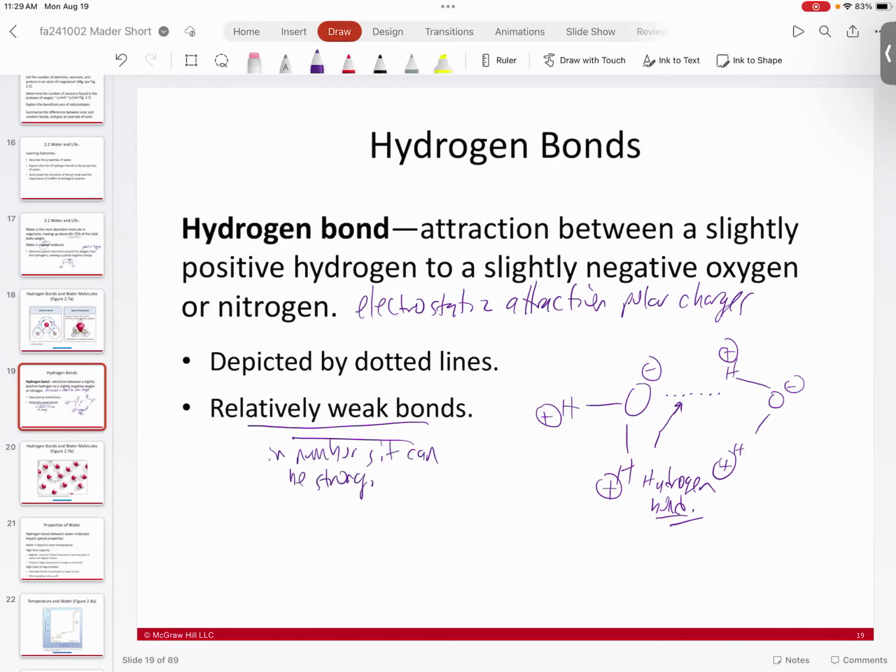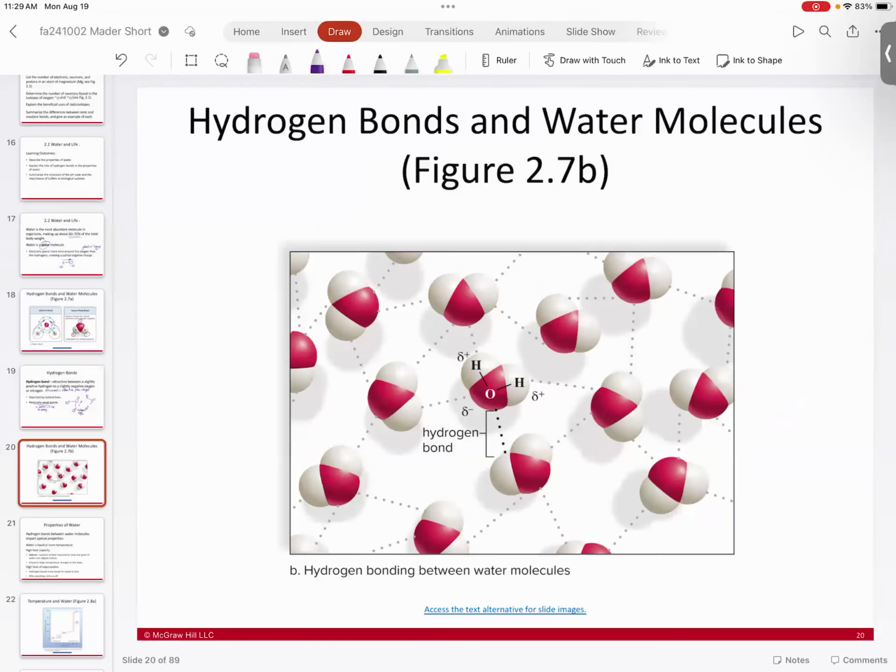For instance, a gecko walks up the glass wall of a terrarium by using hydrogen bonds on its feet. Because it has millions of hydrogen bonds on its feet, it's able to hold its body weight up. So that's kind of what it looks like.